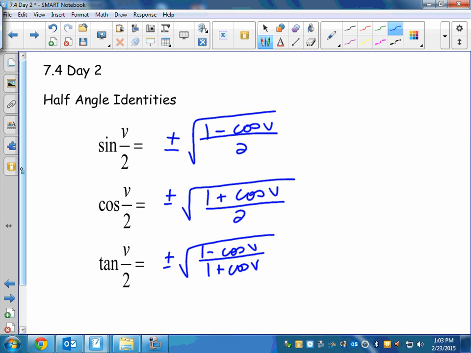Why does it have plus or minus? Because it depends on what quadrant you're in, right? Depending on what quadrant you're in, if it's positive for that sine, cosine, or tangent, you would take the positive one. If it's negative, you would take the negative one. And so we're going to practice a couple versions of these, and then that's it, right? It's pretty short notes. It's just memorizing how to do them. So, ready? Ready.